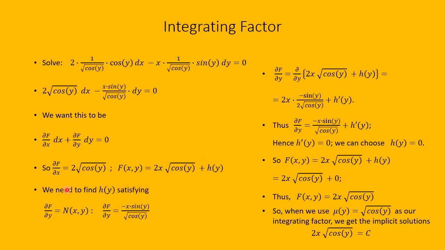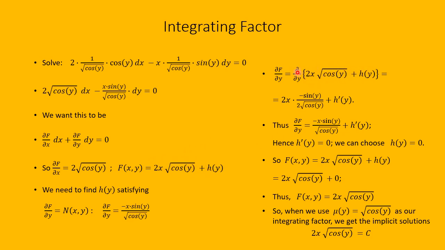So let's use the fact that we also know that the partial of f with respect to y has to equal N of x,y. And so the N of x,y is this stuff up here, which we simplified to this stuff over here. So the partial of f with respect to y is minus x times sine y divided by the square root of the cosine of y. Okay, but on the other hand, we also have that the partial of f with respect to y is the derivative with respect to y of f, which is this stuff right here. So we'll just plug that in.